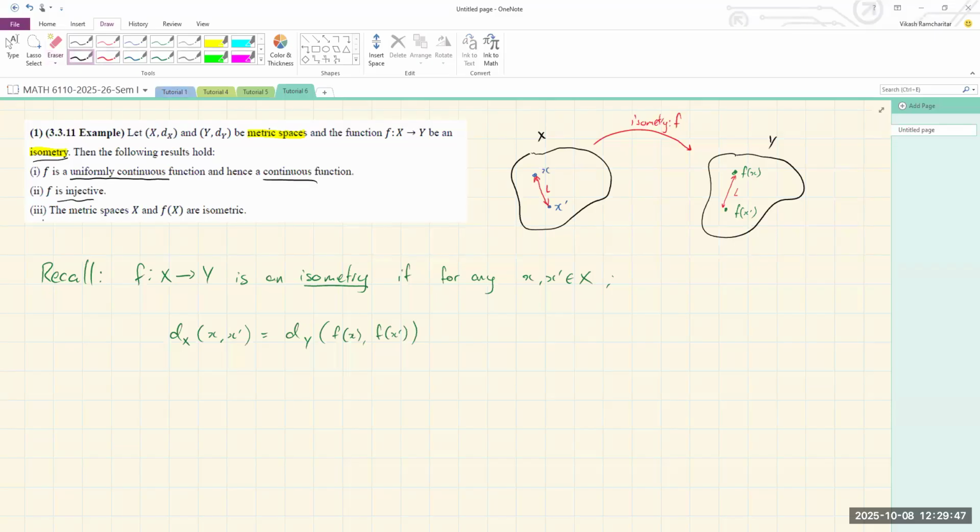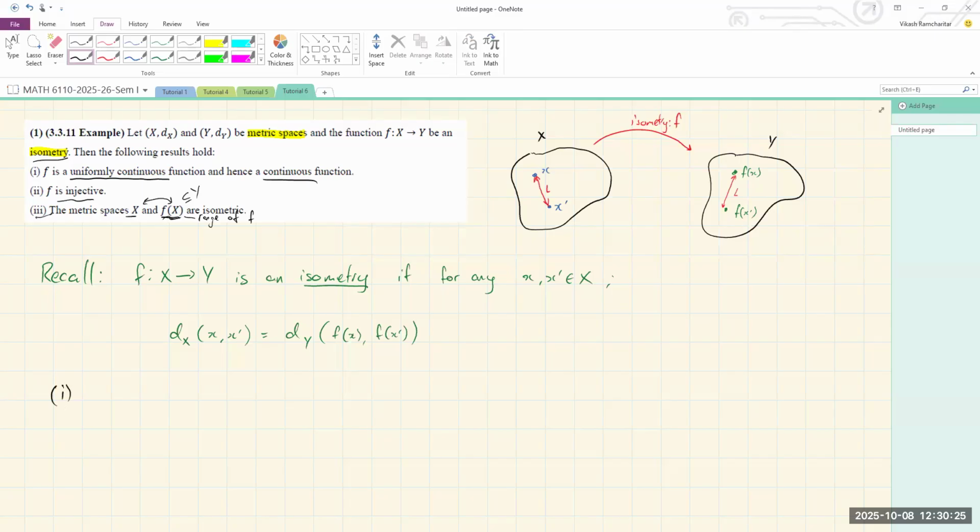And the third one is that the metric spaces X and f of X, where f of X is a subset, of course, of Y. We could view f of X, which is just the range of the function f, as a metric subspace of Y. And X and the range of f are isometric. Okay, so let's see if we can prove these things.